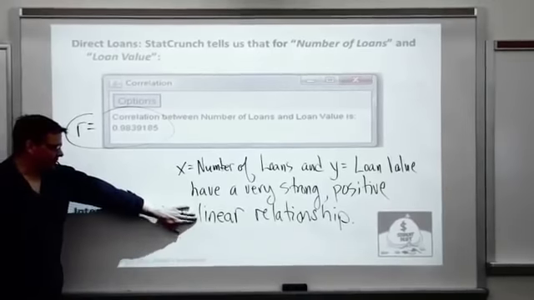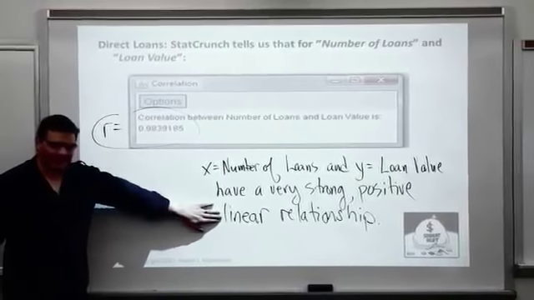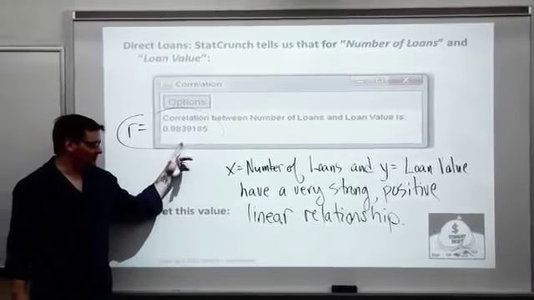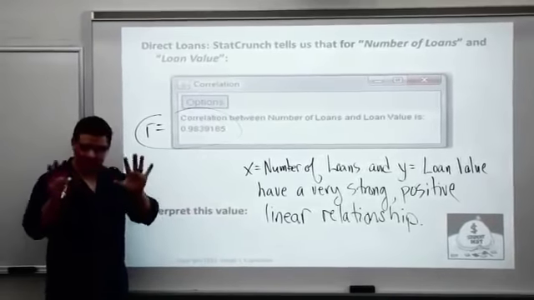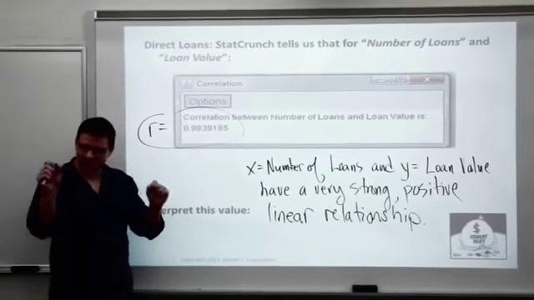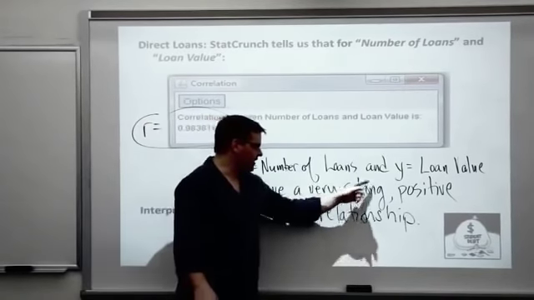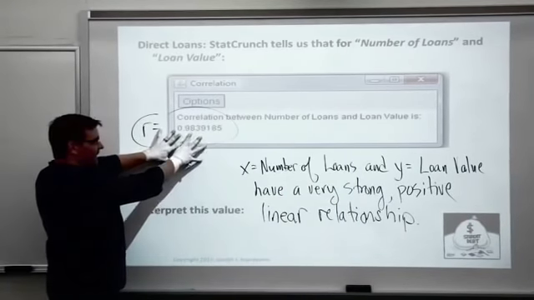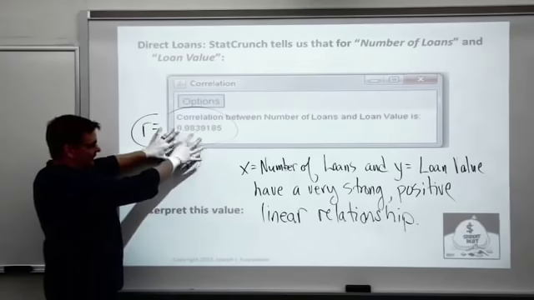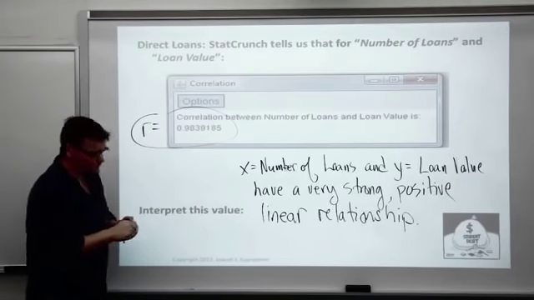Where did linear come from? Here's a subtle but important point. Linear does not come from this number. Linear came from our eyeballs. We looked at a scatter plot. We saw that it was linear. Okay, so this comes from the scatter plot. Very strong positive is verified, and here's the number, 0.9839, blah, blah, blah.